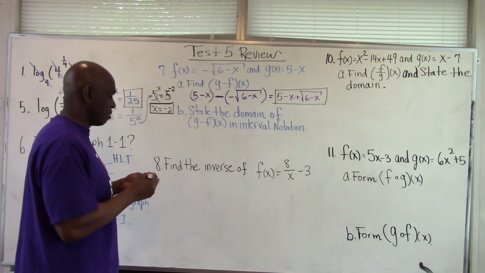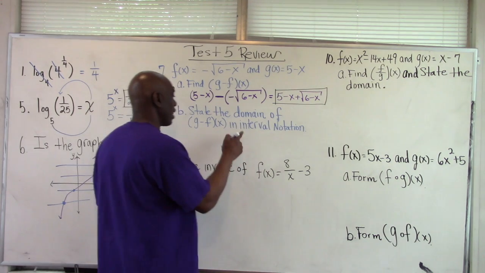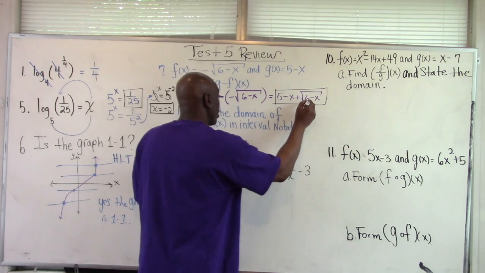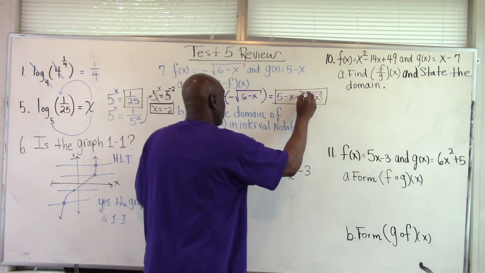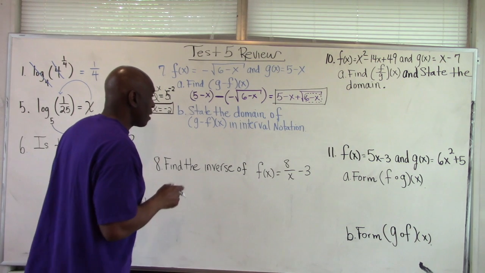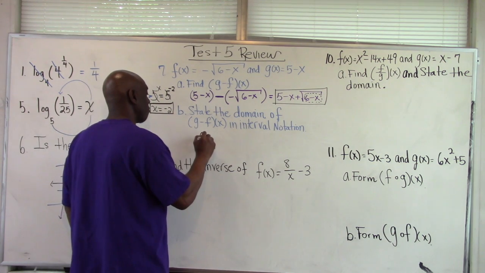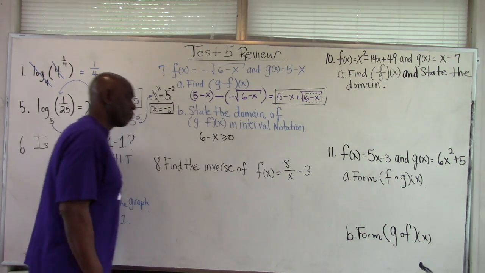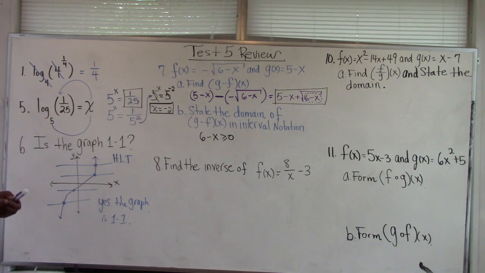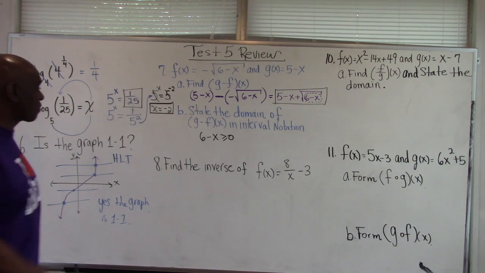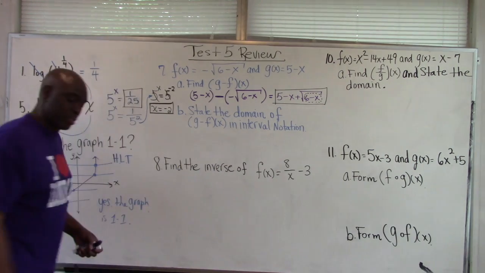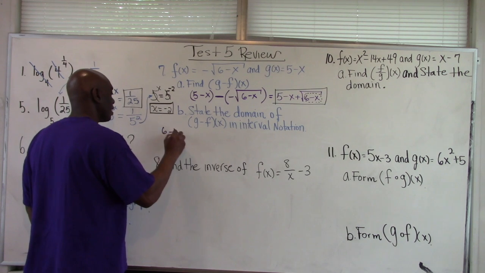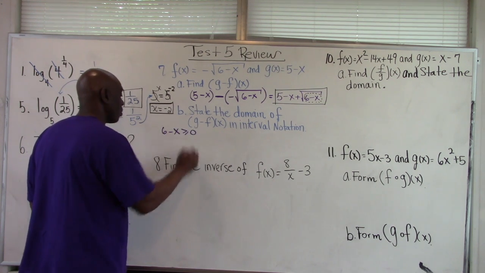So to answer this question, we have to consider the argument right here. And the argument is 6 minus x. So you take your argument, 6 minus x, and you set it greater than or equal to 0. And you have to solve that. So we have 6 minus x has to be greater than or equal to 0.